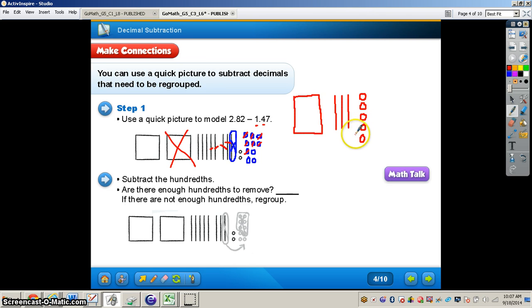Okay, and then at the bottom of page 126, we have 282 minus 147 gives us 1. And that's a decimal point. 3 in the tenths place. 5 in the hundredths place. So 1 and 35 hundredths.